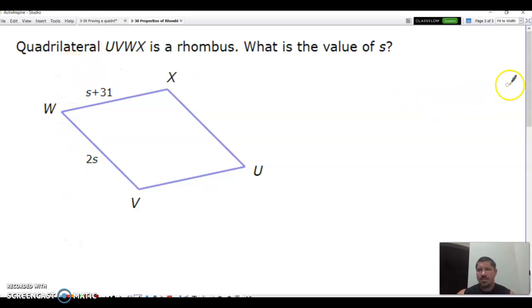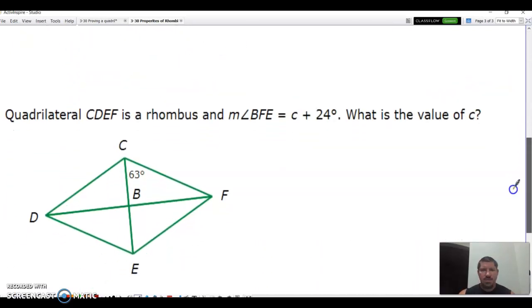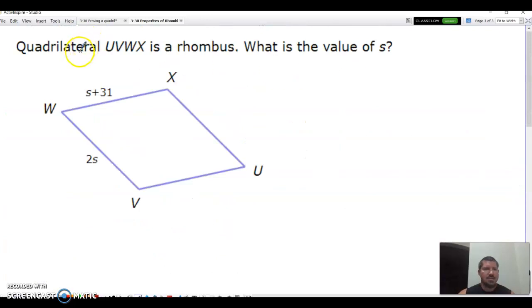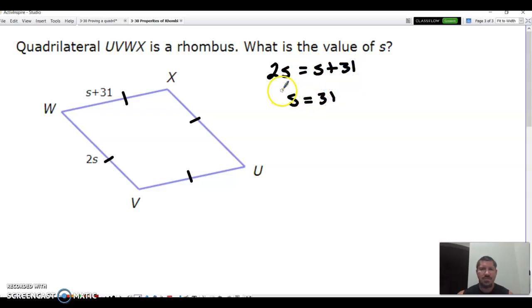Alright. We got two examples left. So it says quadrilateral UVWX is a rhombus. What is the value of s? Well, with a rhombus, when it comes to the sides, we know by the definition that all four sides of this rhombus are going to be congruent to each other, which makes this pretty easy. 2s is equal to s plus 31, so s is equal to 31 when I subtract s from both sides.